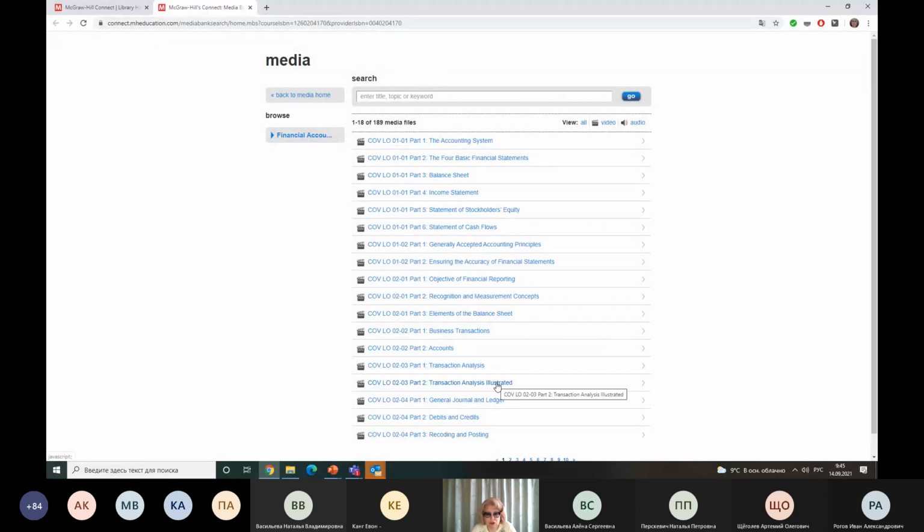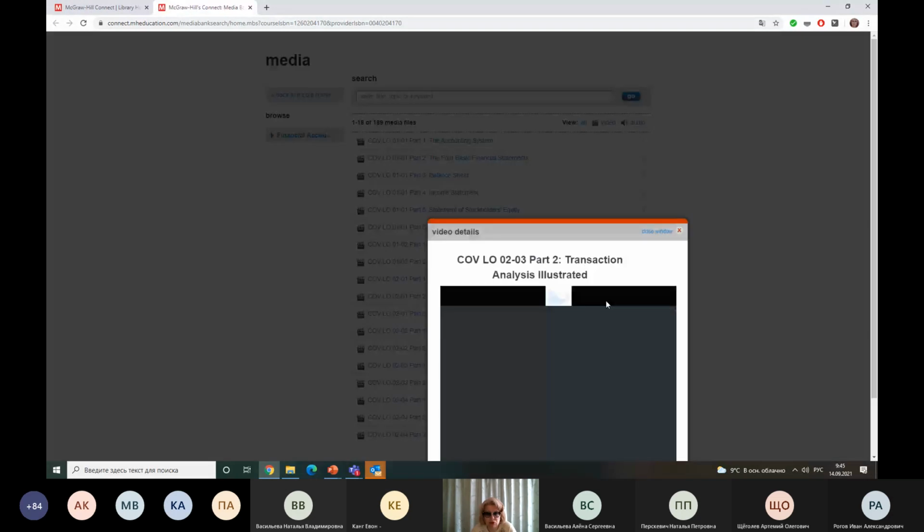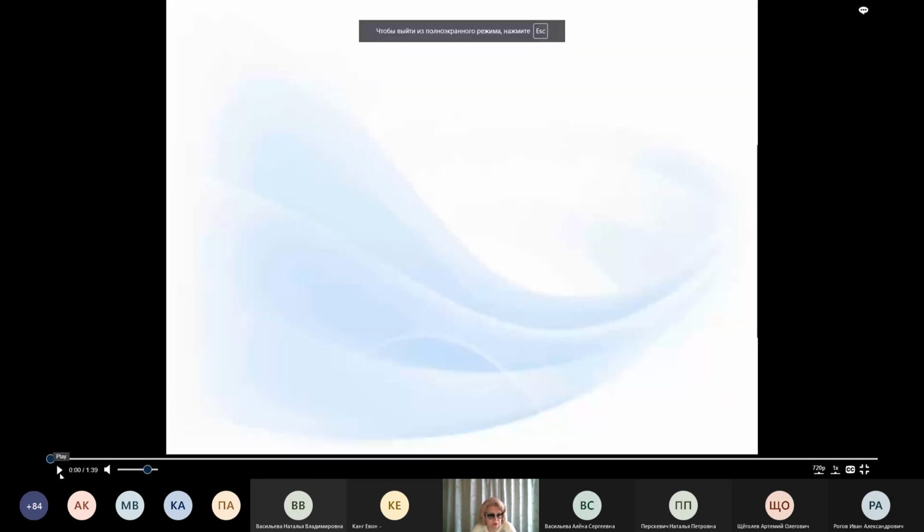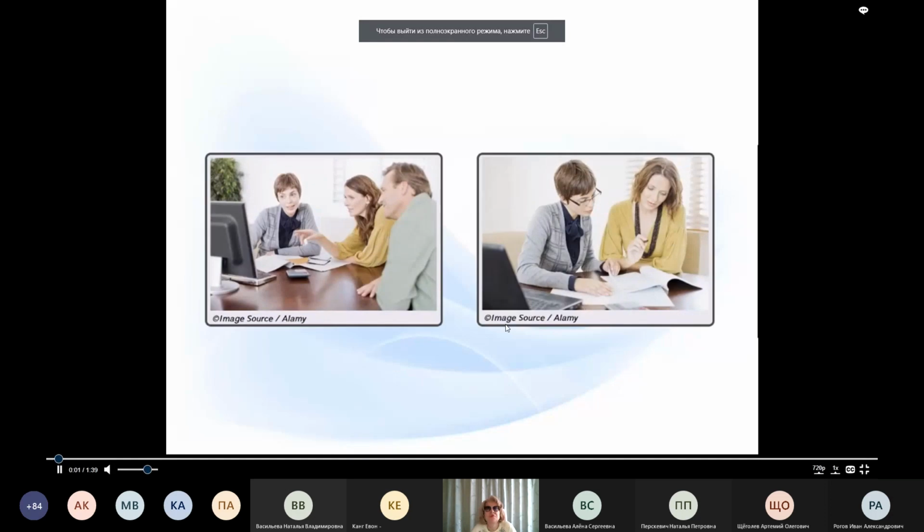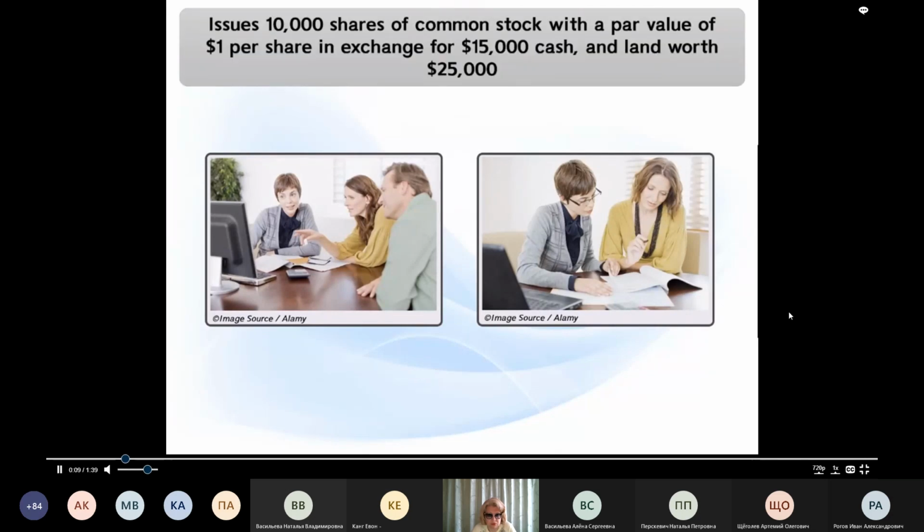I suggest you watch one transaction analysis illustrated, and we also do it today in the current material as well. To illustrate the transaction analysis process, let's assume that Janine decides to incorporate and operate a consulting business. The business issues 10,000 shares of common stock with a par value of $1 per share in exchange for $15,000 cash and land worth $25,000.